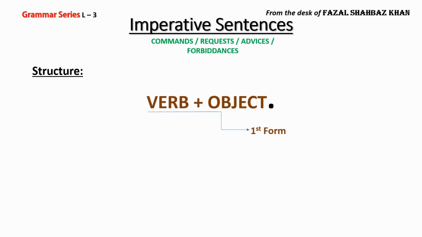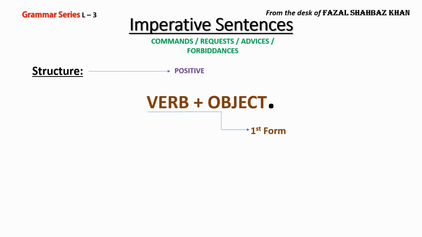So the structure gets completed right before you. Once we have the first form of the verb in the beginning, and then we follow it with an object, then the trick's done. That's our imperative sentence. And if the sentence remains the same way, obviously that's our positive imperative within imperative sentence.